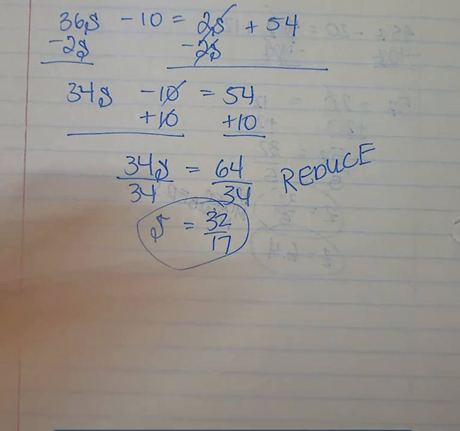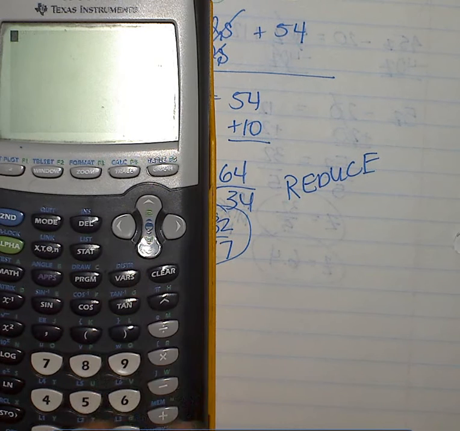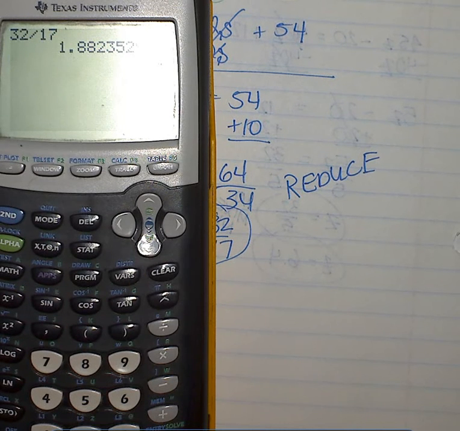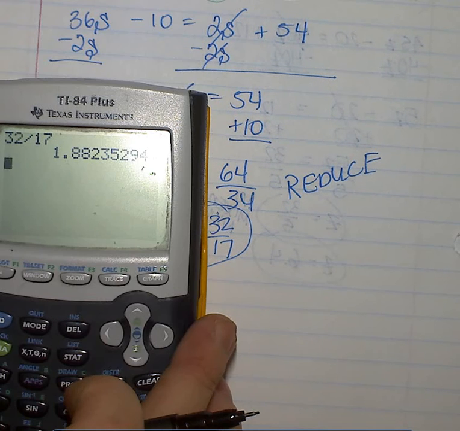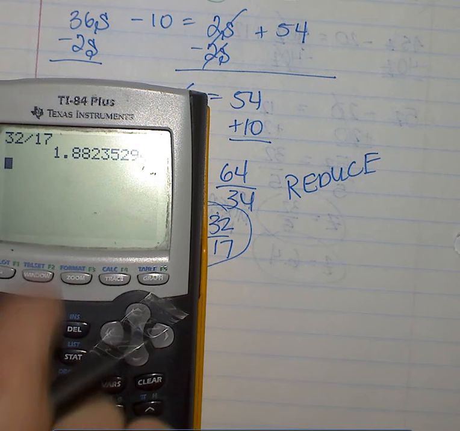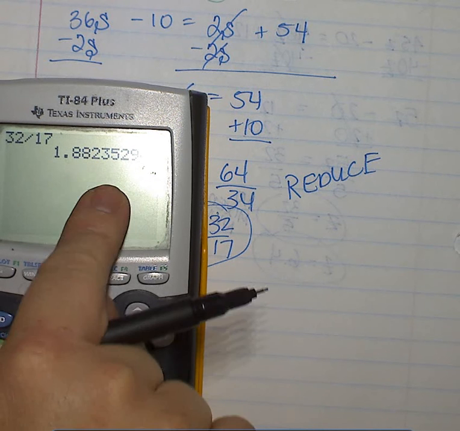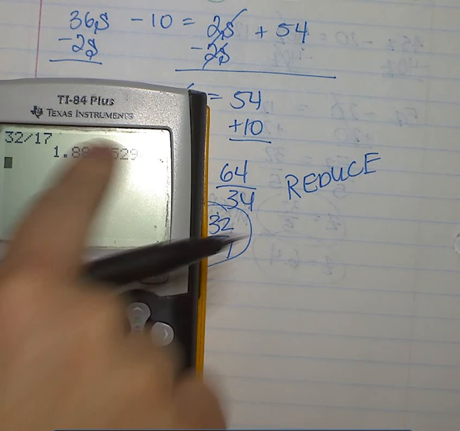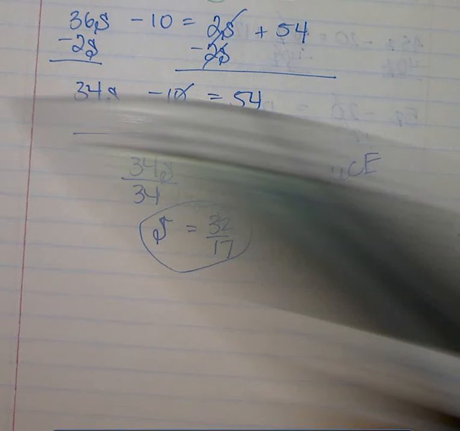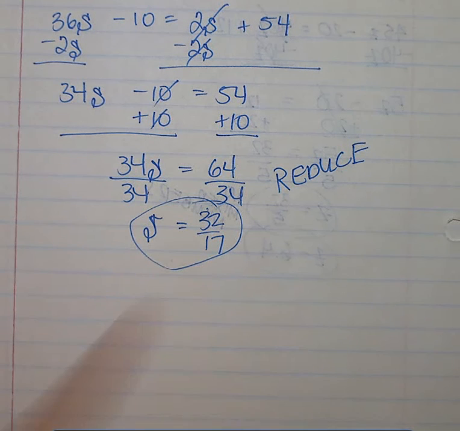Now if you plug in 32 over 17, you can see this answer is not as pretty, right? It's just not a simple fraction. And for that purpose, we don't want you rounding a decimal unless the directions ask you to. So we're going to keep this answer as a fraction.